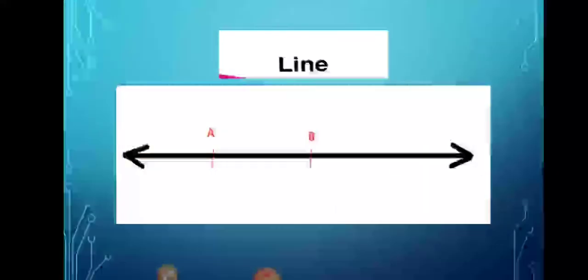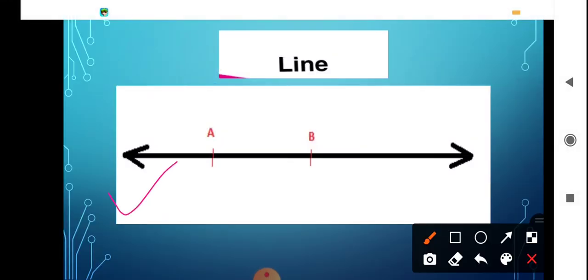After this, line. The word line refers to a straight line, एक सीधी line. It has no end point. इसका कोई end point नहीं होता है. It can be extended endlessly in both directions. ये दोनों direction में आप endlessly ही बढ़ सकती है आगे. The name of the line is denoted by two capital letters. You can say A and B.